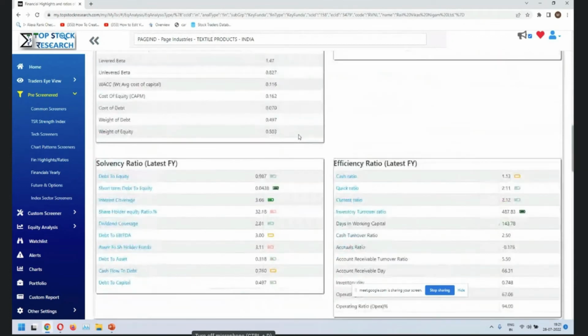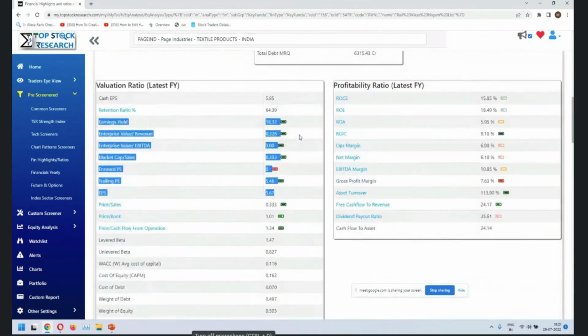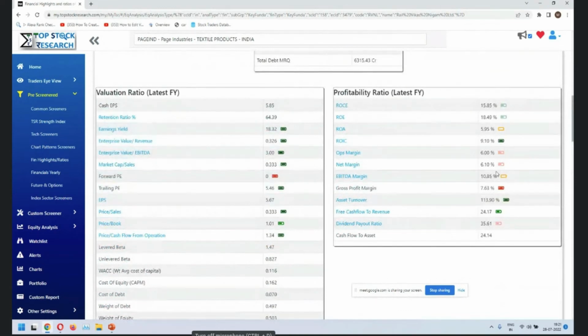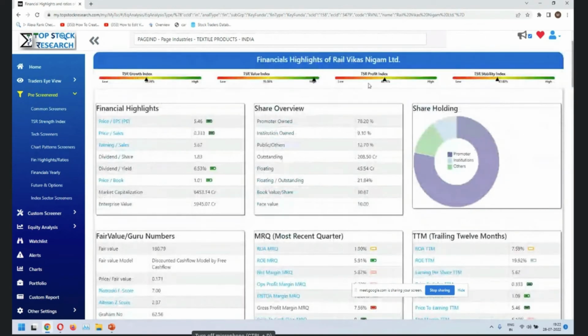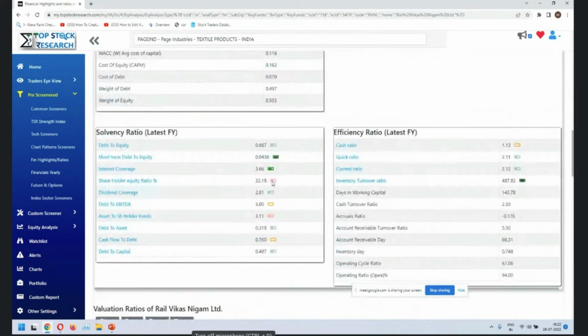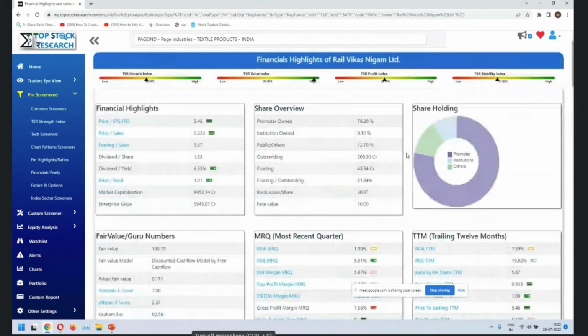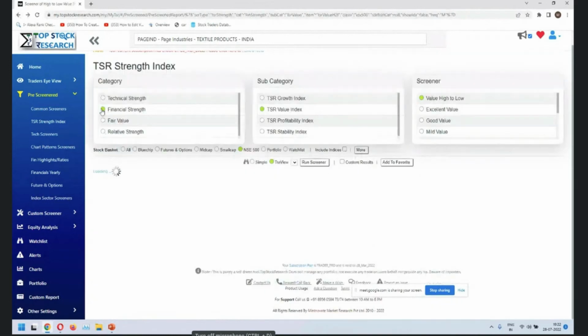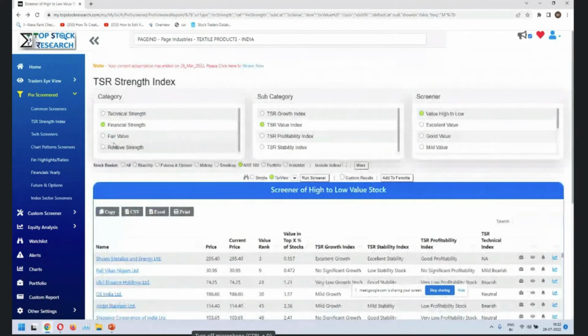And apart from this, we use a lot of other parameters. If you look at the profitability, you have certain greens, certain reds. That's why you see that overall profitability is not so good, right? Similarly, from the solvency perspective, certain green, certain red, right? So overall, when we try to get all the factors together, the stability, the profitability, and the growth are not so good. But from the valuation perspective, it is very good. So similarly, you can go and look at the other factors, the TSR, strength index, profitability, stability. I'll leave it to you guys to play with it.